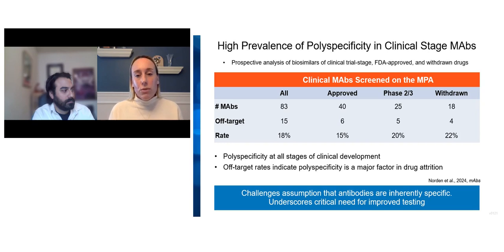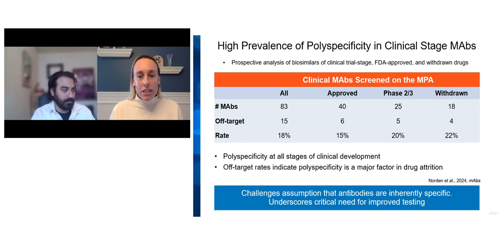And then we divided them into their appropriate categories: approved antibodies, those in phase 2, phase 3, and then withdrawn. So even in approved antibodies, we're still seeing off-target binding. We had a total of 40 antibodies in the approved category, and 6 of them showed off-target binding, which comes to an off-target rate of 15%. In phase 2, phase 3 it was 20%, and in withdrawn, 22%. So we're truly detecting polyspecificity at all stages of clinical development.